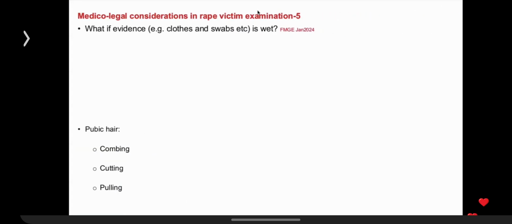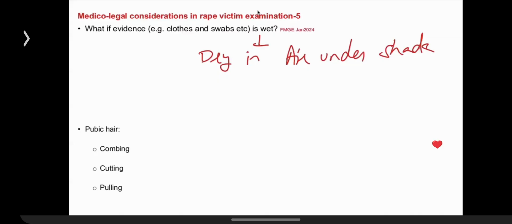If the clothes are wet, then you should dry them in air under the shade, not under the sun. If you keep them under the sun, it will denature. Just dry in air under the shade.